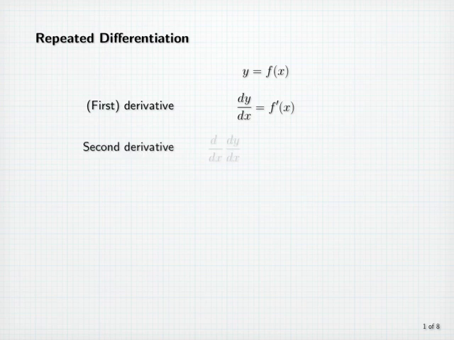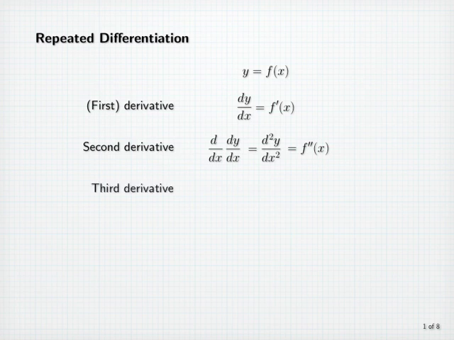We define the second derivative of f to be the derivative of the first derivative. In shorter Leibniz notation, this looks like d squared y over dx squared, and we denote it also as f double prime of x. The third derivative is, of course, the derivative of the second derivative, or f triple prime of x.